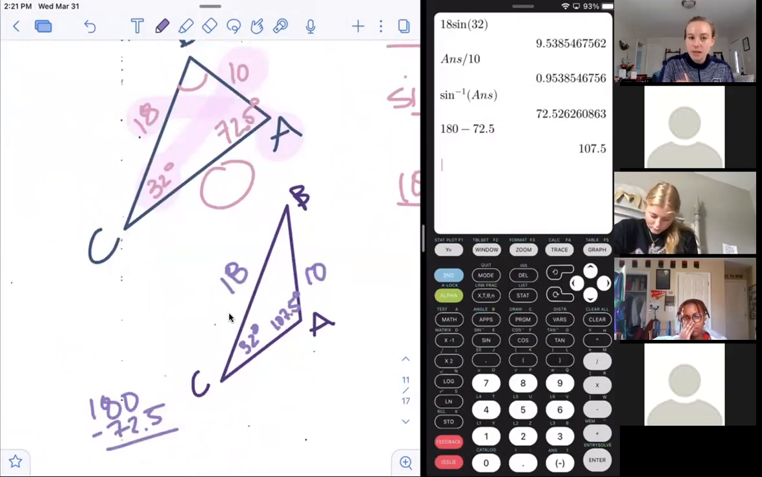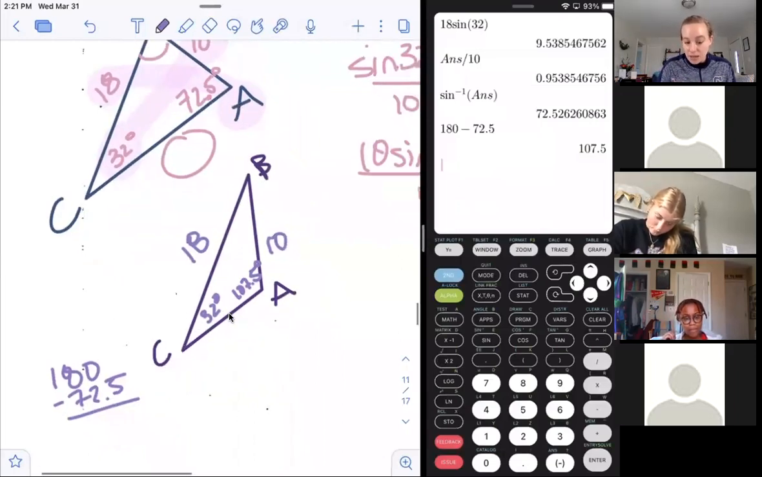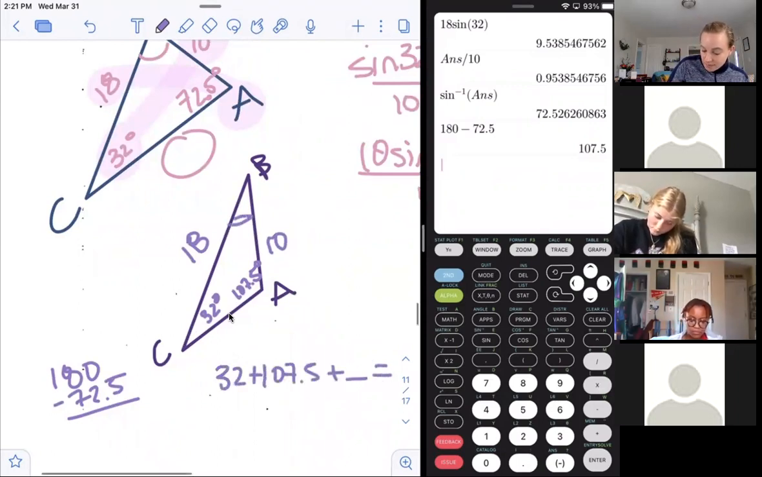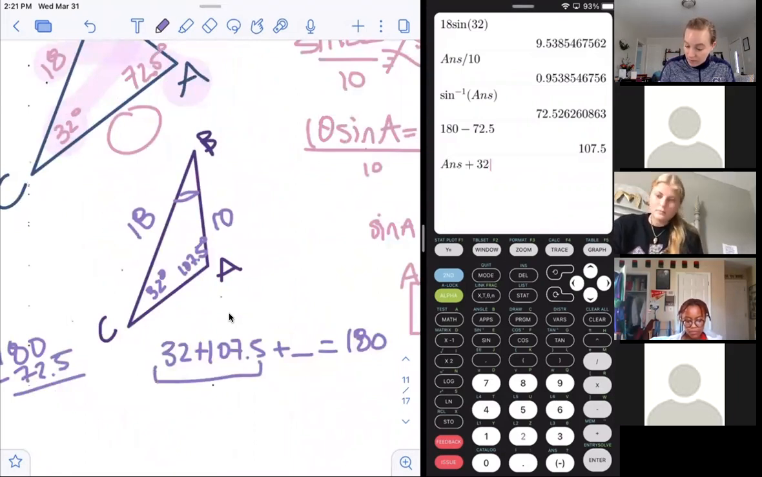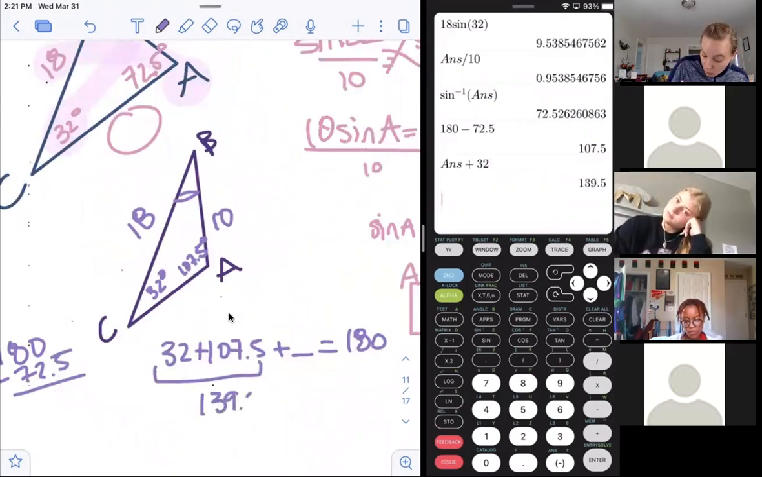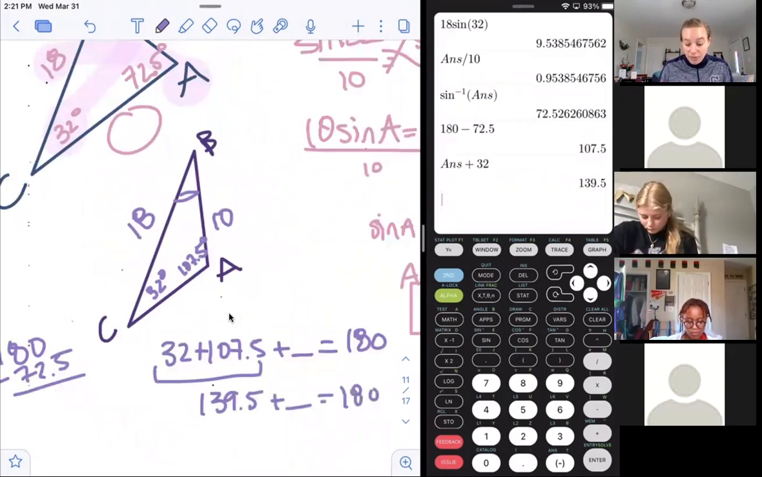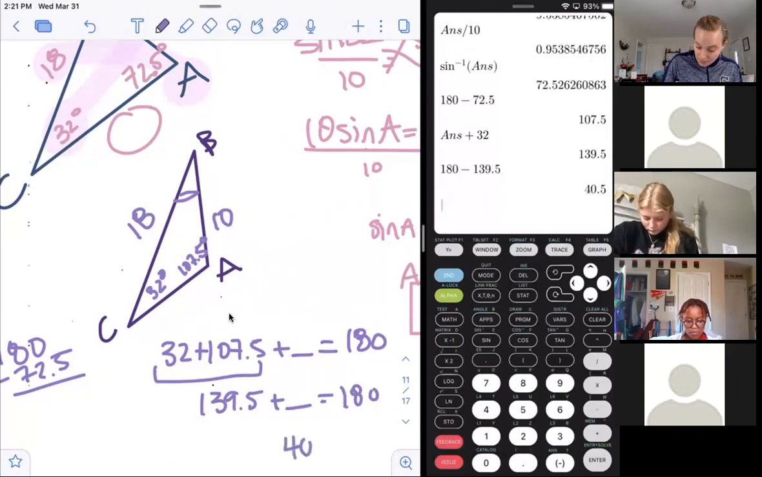I know the top one's going to work because 32, 72.5, they're definitely going to add up to 180. I need to see though, do I have enough room for another angle at B? Does 32 plus 107.5 plus something equal 180? The last time the angles that I had were too big. This time 107.5 plus 32 is only 139.5. That leaves me enough room to have a third angle in this triangle. 180 minus 139.5 is 40.5.